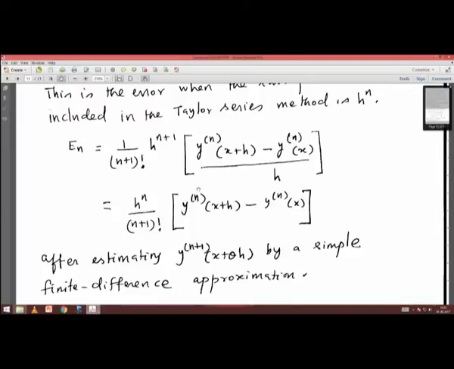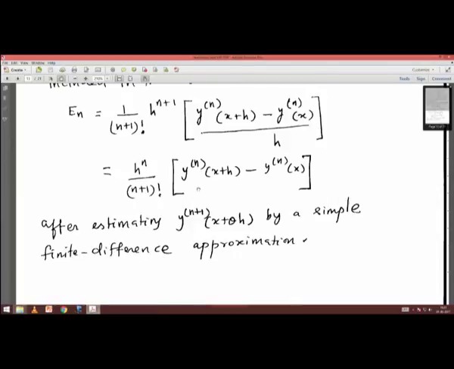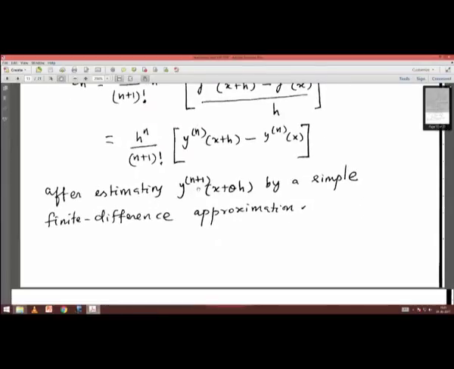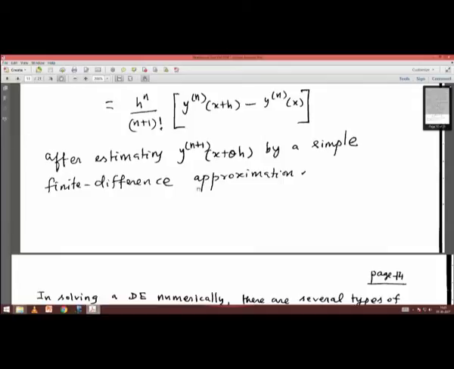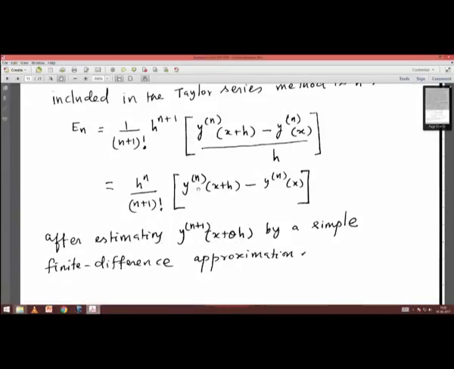Clear? So, that will be equal to h power n by n plus 1 factorial multiplied by the difference in the nth derivative of the function at x plus h and x. So, this is done after estimating the n plus 1th derivative of y at x plus theta h. So, we have an estimate of this error when we use the Taylor series method of order n. We observe that E n is h power n by n plus 1 factorial multiplied by some quantity. This is the estimate of the local truncation error.